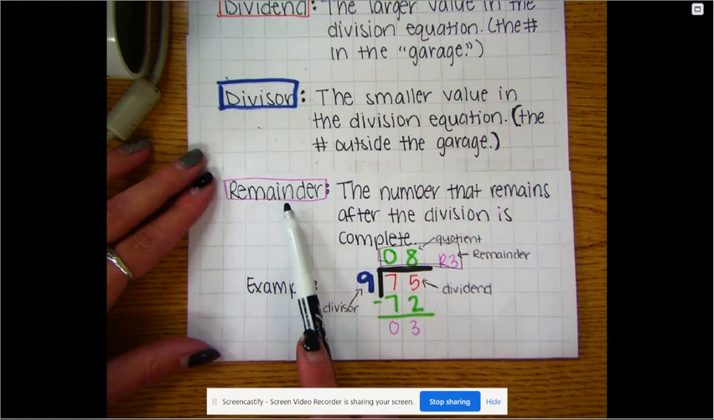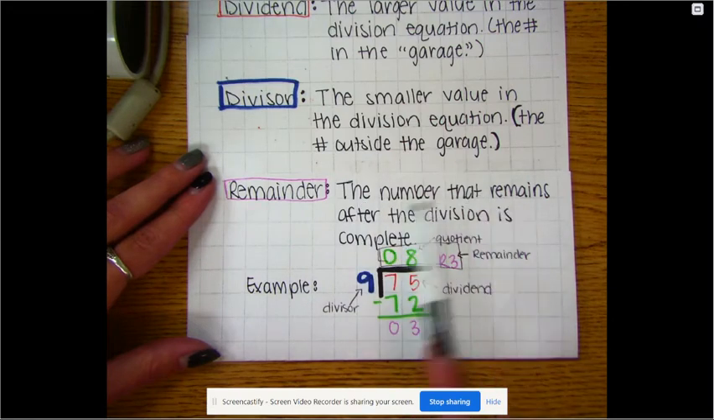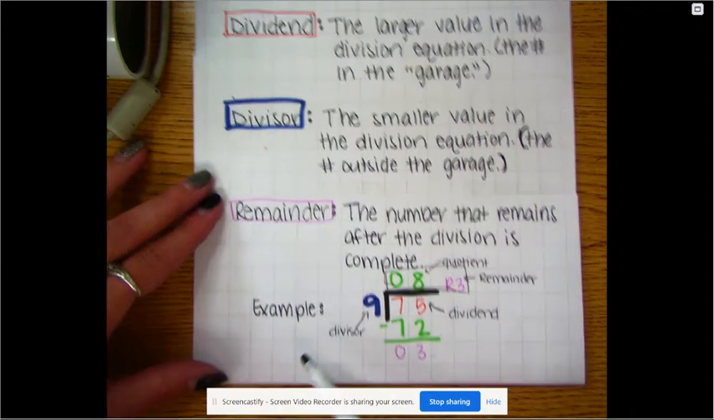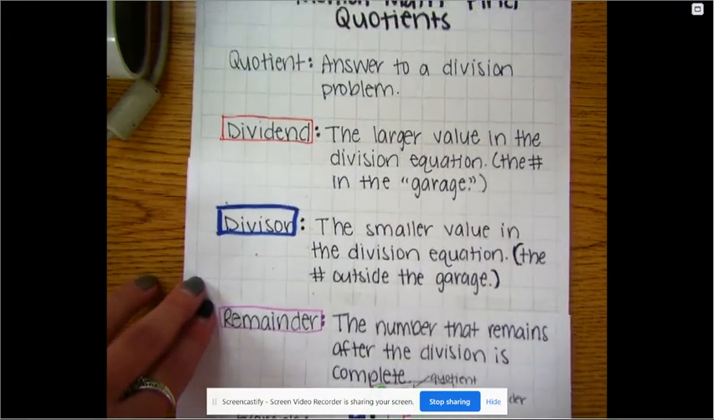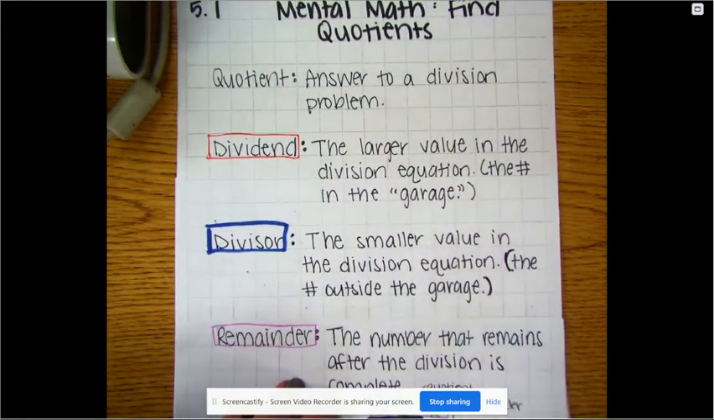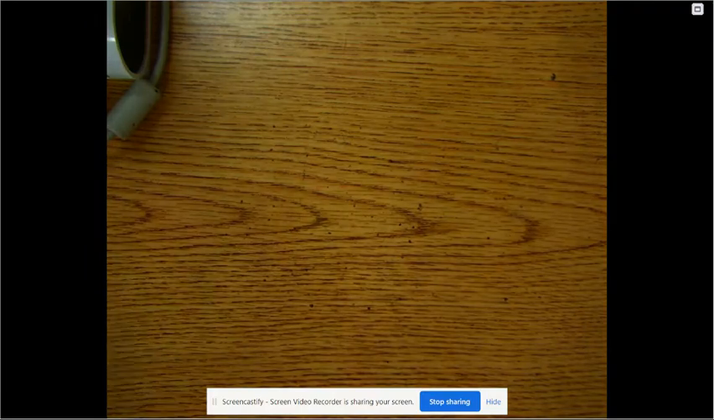The final vocabulary word we're going to talk about today is a remainder. A remainder is the number that remains after the division is complete. So we can see that 9 goes into 75 8 times. That leaves a remainder of 3 left over. 3 is our remainder. We'll get more into some of these words as we go along throughout the unit. Let's start with 5.1 examples.